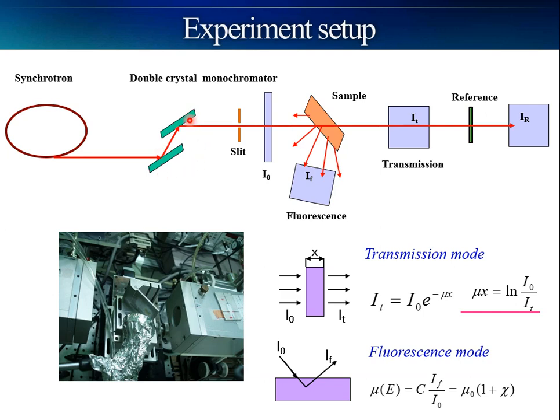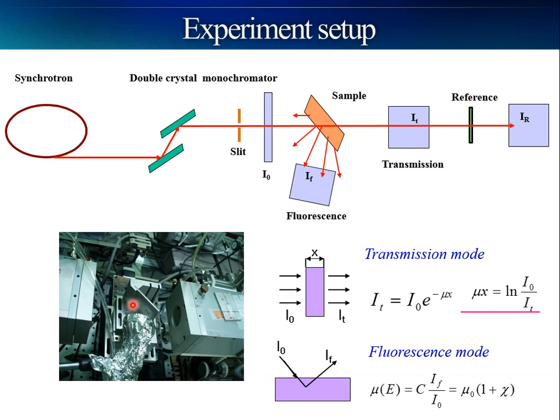After the double crystal monochromator, the X-ray passes through the slit and I naught chamber and meets the sample. The scattered X-ray goes to the fluorescence detector, and the penetrated X-ray goes to the transmission chamber. Therefore, we can get the XAFS data with the transmission mode and fluorescence mode.